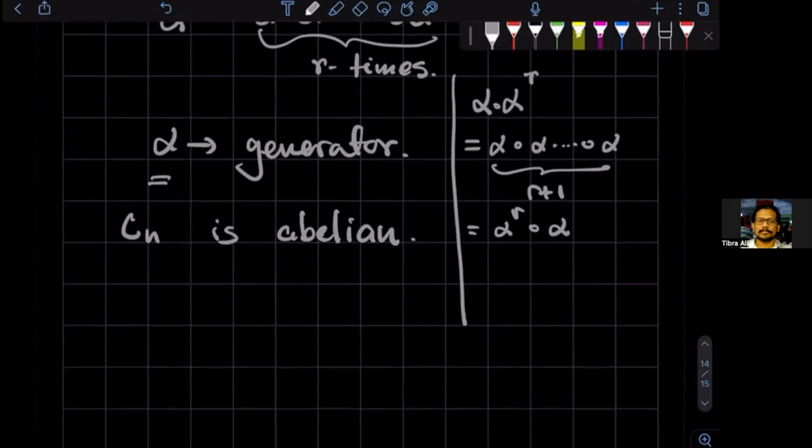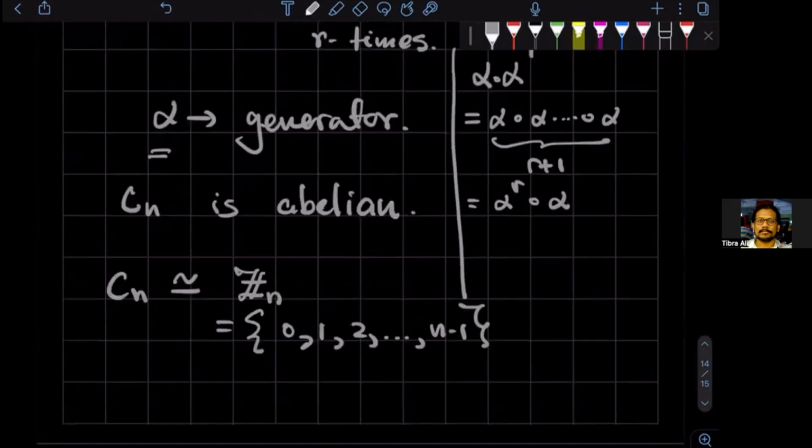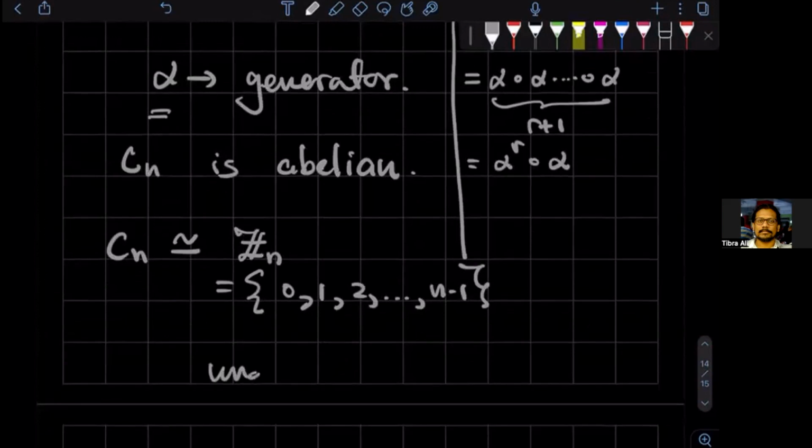Okay, so Cn is abelian. Cn is also isomorphic to Zn, where Zn consists of the elements 0, 1, 2, dot, dot, dot, the integers up to n minus 1, under addition modulo n. Okay, so these groups are isomorphic.